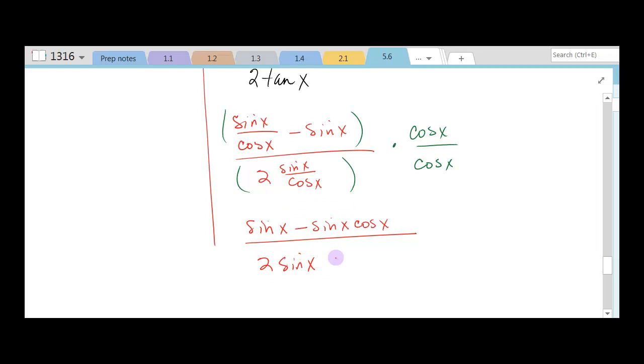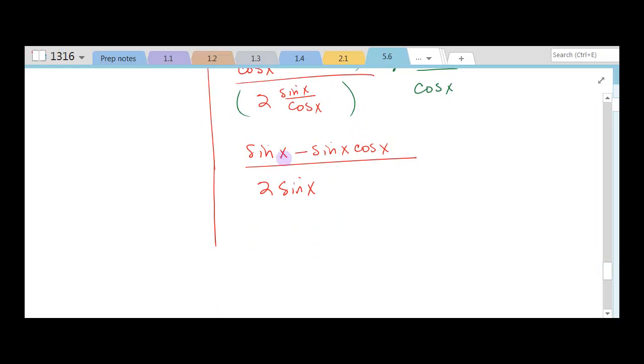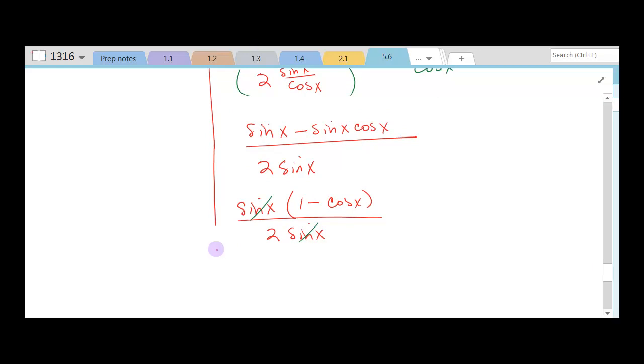Now if I have this right here, the next thing I would do is recognize that I can factor a sine x out of both of these terms here. So we're going to factor a sine x out, and we have sine x times 1 minus cosine x divided by 2 sine x. Now that I've done that, I have a common factor of sine x in the numerator and the denominator, so we're going to cancel them, and the farthest I can take the right hand side is 1 minus cosine x divided by 2.